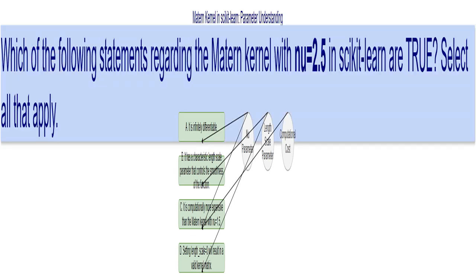Let's dive in. This statement claims that the Matern kernel with nu equals 2.5 can be differentiated an infinite number of times. I'll explain that this is incorrect. Only when nu approaches infinity does the Matern kernel become infinitely differentiable. It approximates a Gaussian kernel. For nu equals 2.5, the Matern kernel is only twice differentiable. Think of it like this. A straight line is infinitely differentiable, but a curve with sharp corners is not.